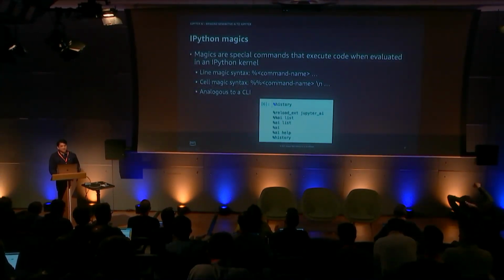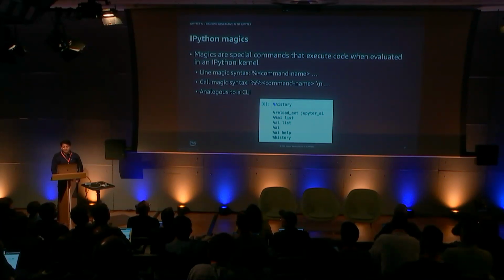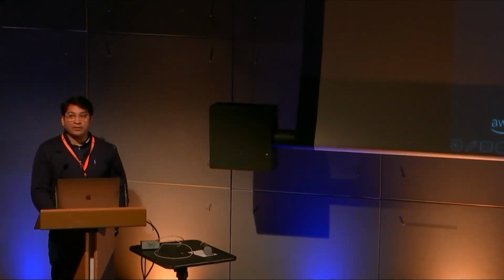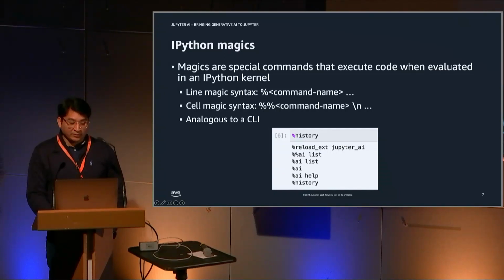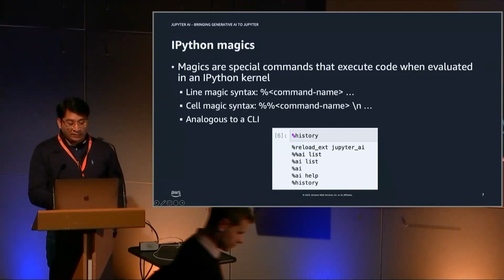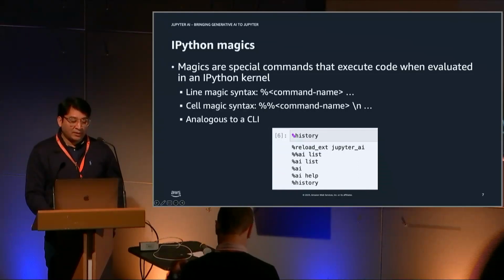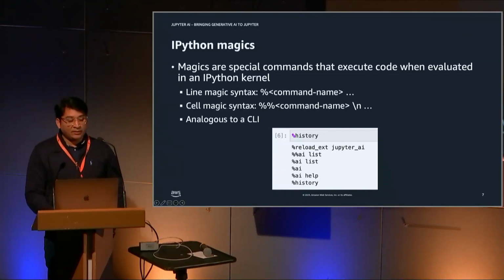So what are magics? Magics are these special commands that you can execute code when you're running them in an IPython context. And I have listed, there are two types of magics here. One is line magic with a single %, and then command name, and then the inputs on the same line. And then you have cell magics with a double % command name, and then inputs on a new line. And it shows an example here. It's using the history line magic, and it shows all the previous commands that have been run in that cell or notebook.